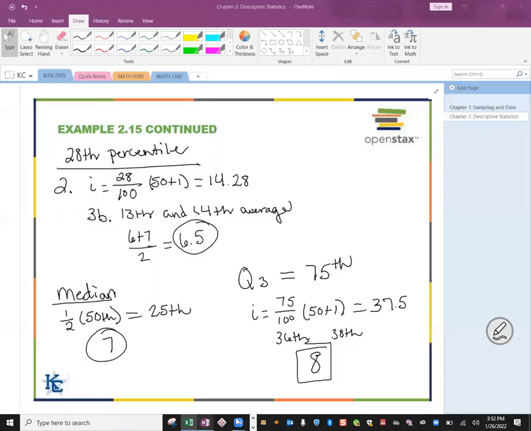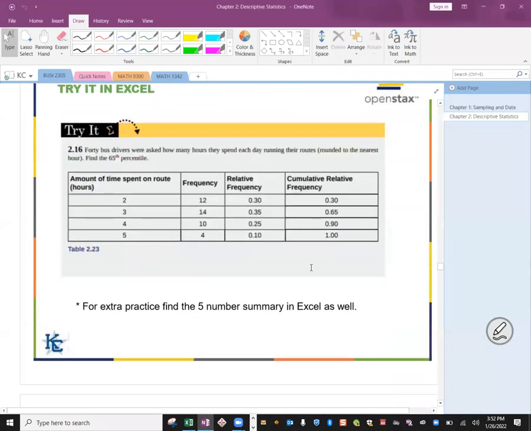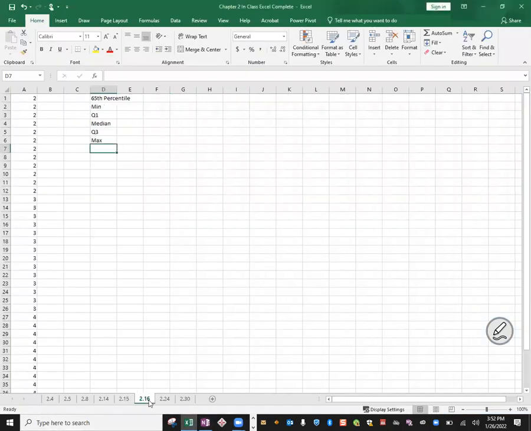Okay, let's hop back to our notes. So we have another example here. This example says we have 40 bus drivers who were asked how many hours they spend each day running their routes. Round to the nearest hour and find the 65th percentile. So we're also going to do the 5-number summary in Excel. Again, I've already loaded our data. So you can see here we have all of our data for the 40 values.